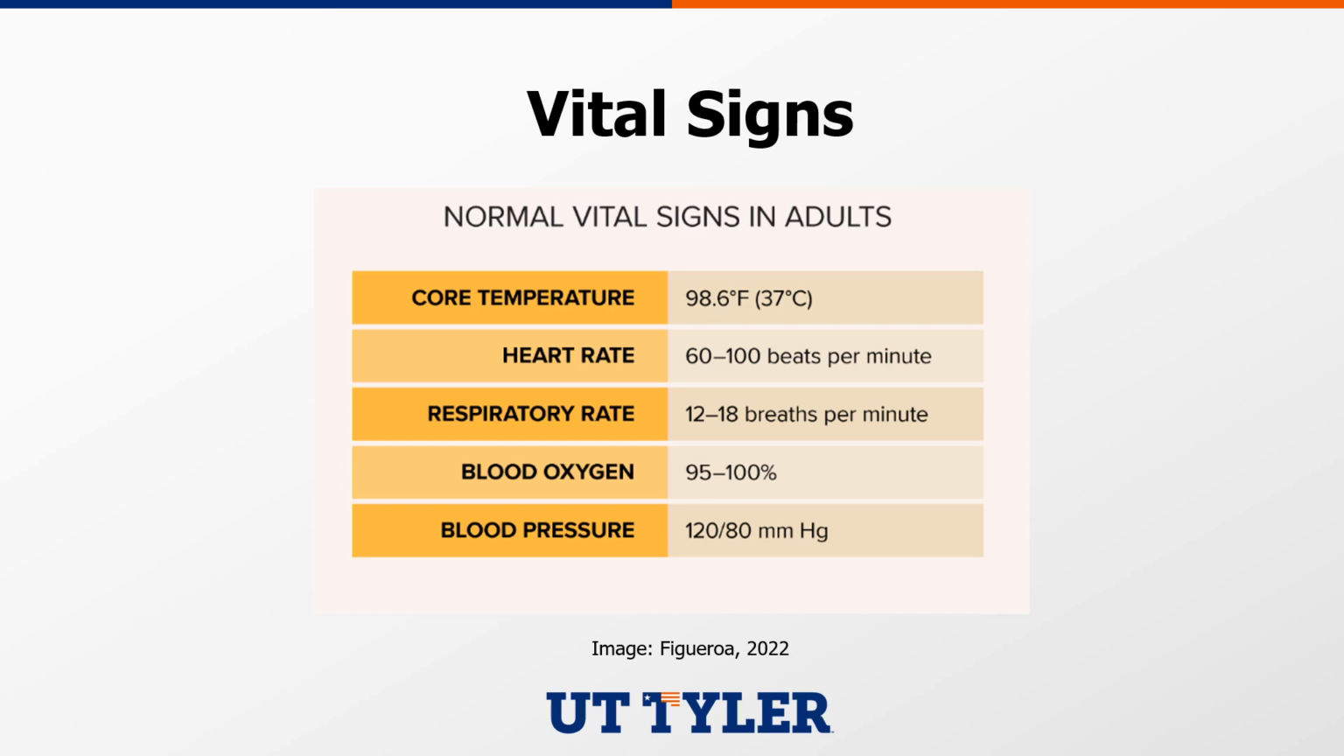Might be slower if the patient has respiratory suppression. Maybe the patient's on too many pain meds or something like that. Blood oxygen should be about 95 to 100. It should only be lower really if the patient has COPD, and then the normal value is about 88 to 92. And blood pressure should be about 120 over 80.